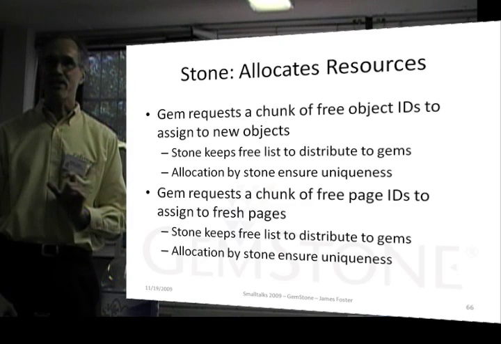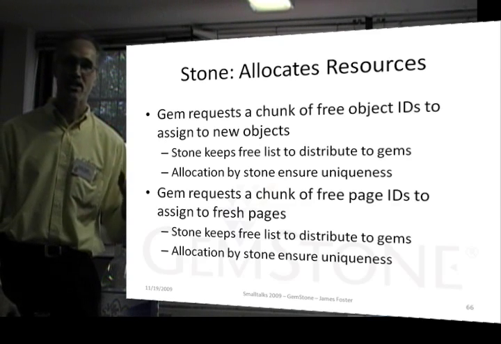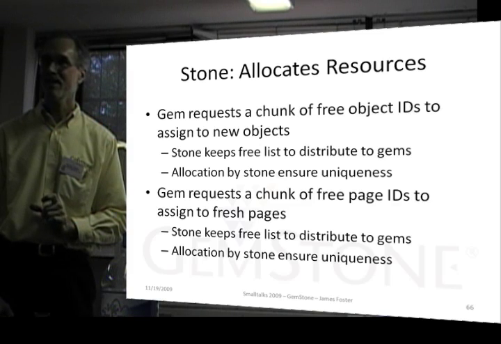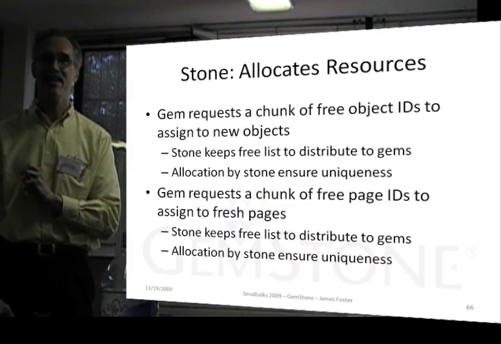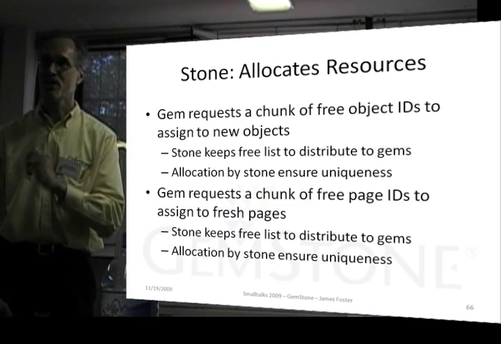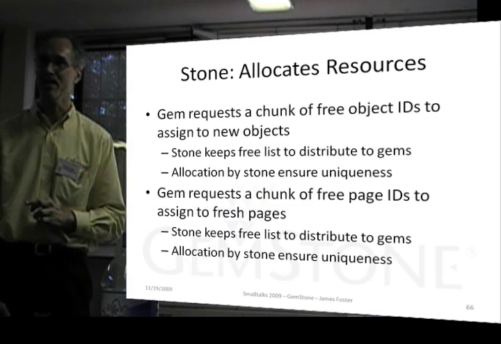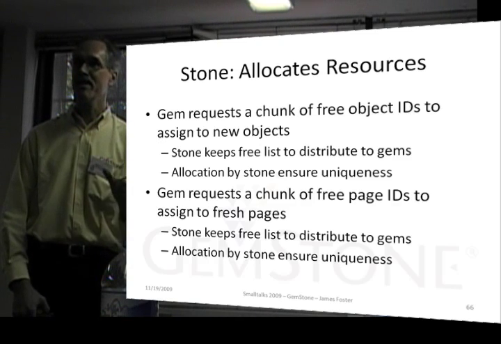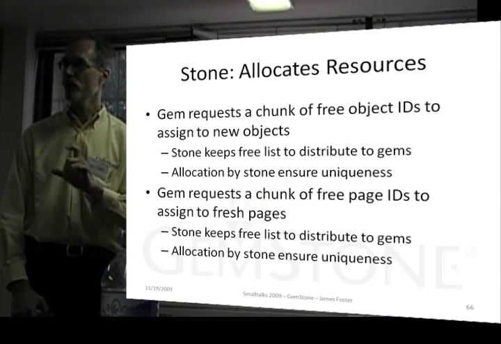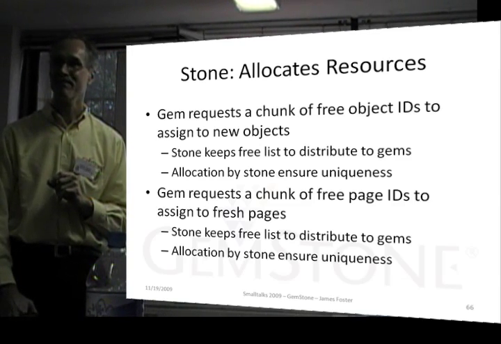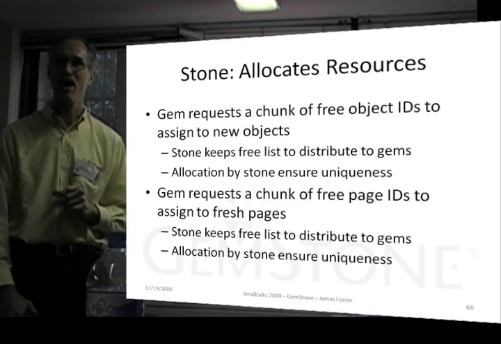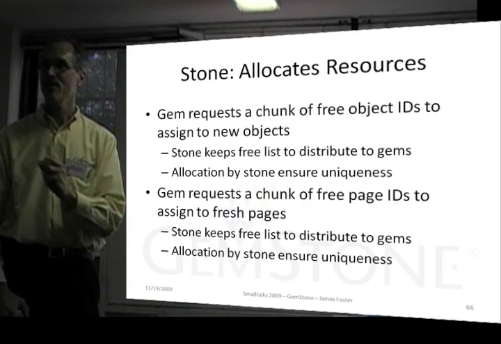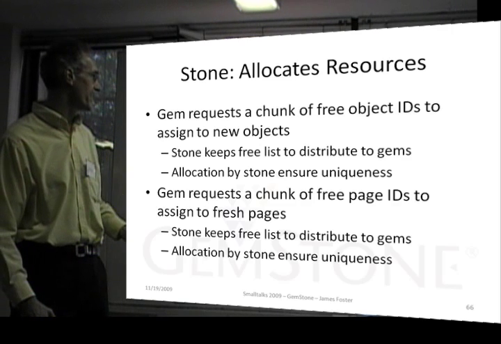Well, object IDs. Okay, we discussed earlier that one of the things that Gem does is it assigns an object ID to a new object. But you can't have two gems assigning the same object ID. So the stone coordinates the list of object IDs. The gems request a list of object IDs from the pool. Say, could you give me some object IDs? I want to be able to assign them to objects. So the stone is the only one that can distribute object IDs to gems, and so the stone does that.